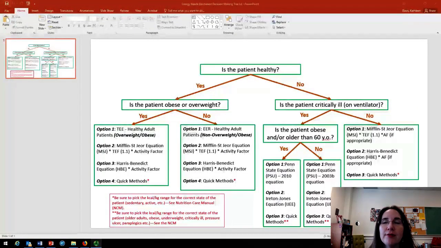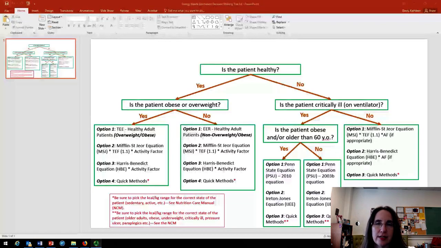Welcome everyone. I'm going to briefly review how to estimate energy needs. Remember that we have a cheat sheet to use in this class. We also have a decision tree. These are available for you to use both in class and on exams.